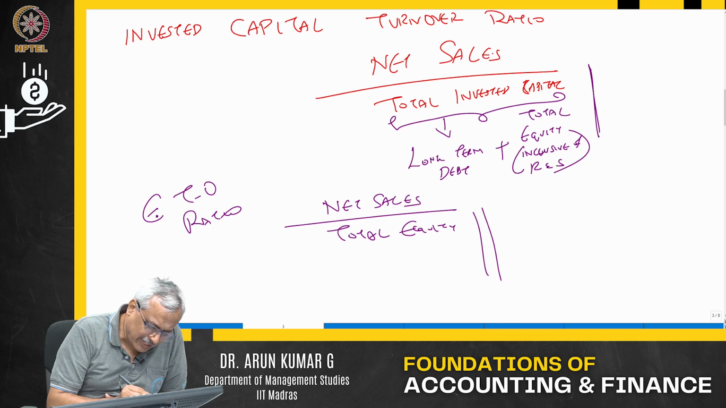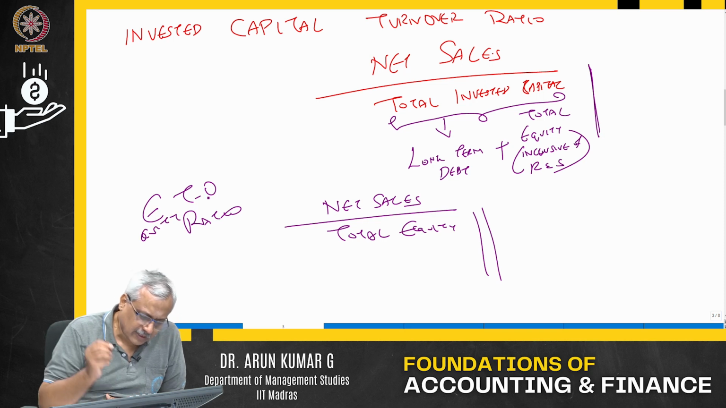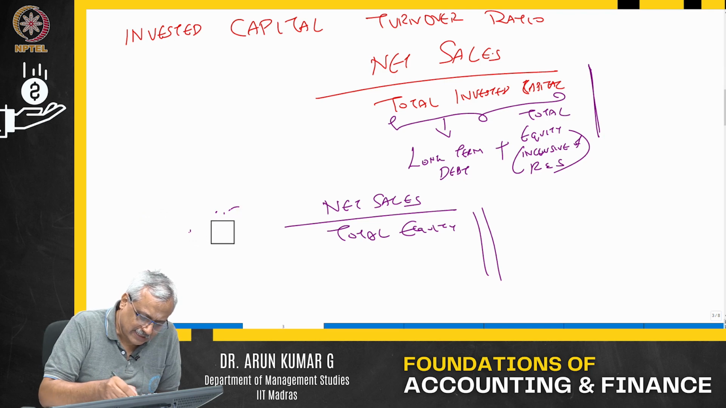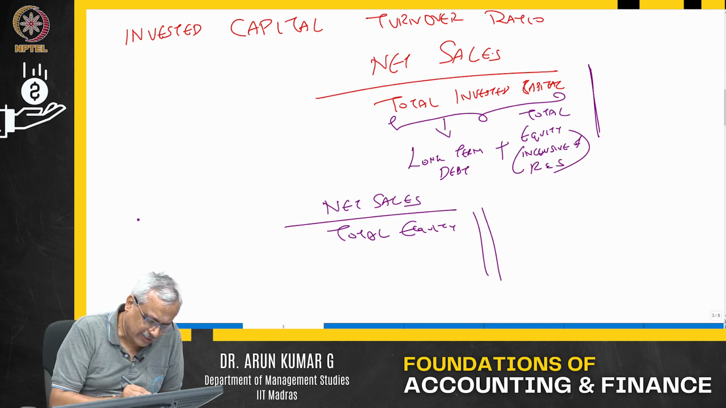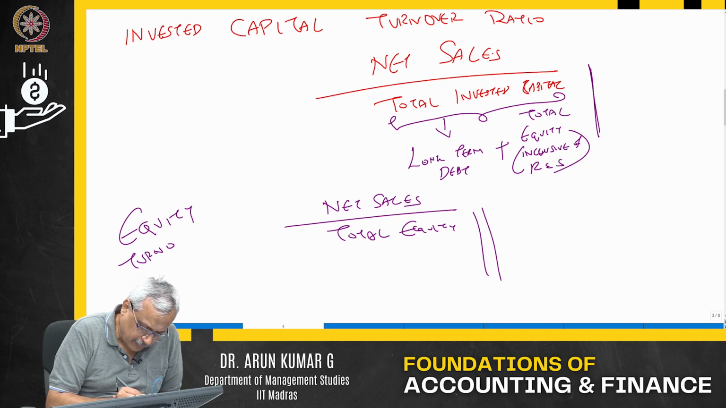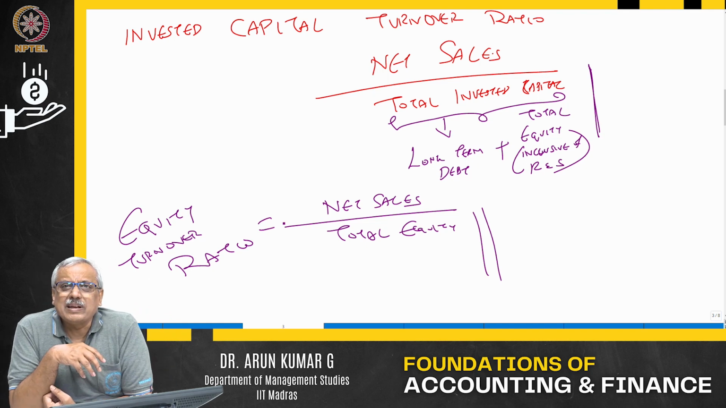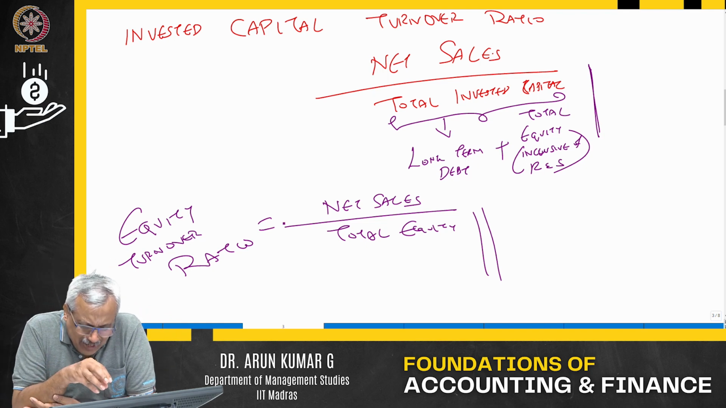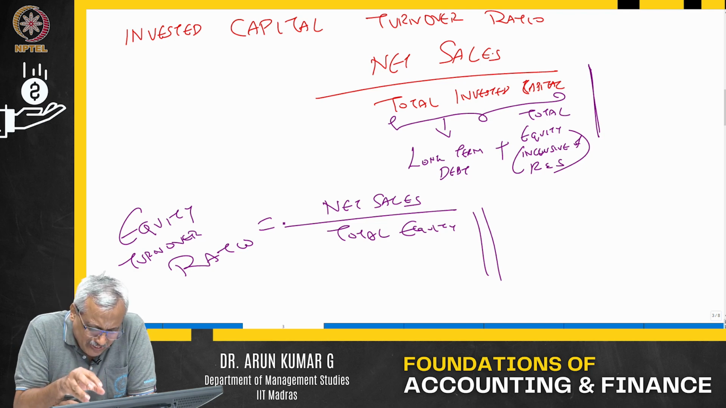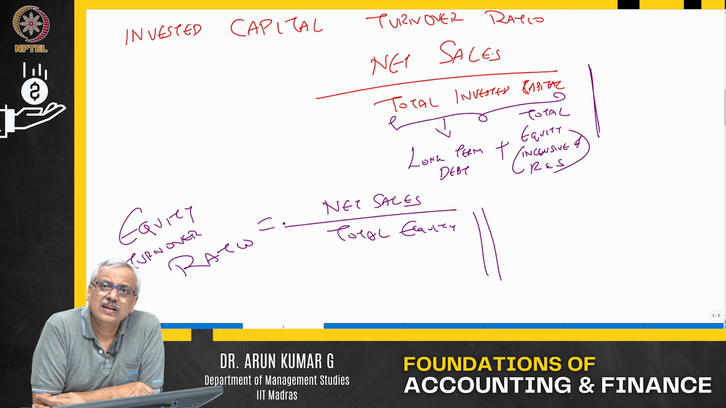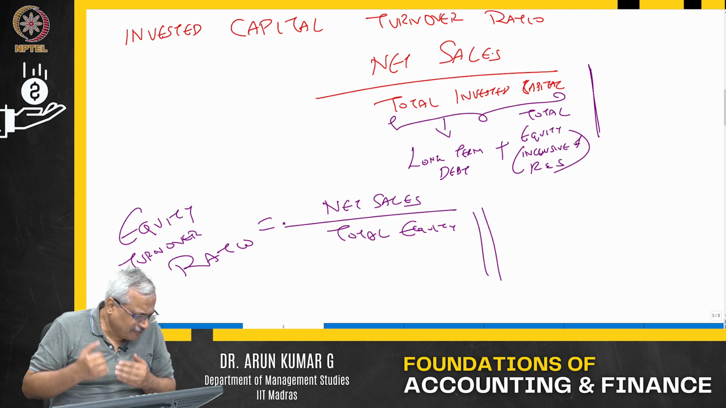ETO is equity turnover ratio. Let me write this more legibly. Equity turnover ratio. So, what is happening out here? I am looking at the efficiency of the equity utilization, I am looking at the efficiency of the capital utilization out there. Now, can I go a step further in this?